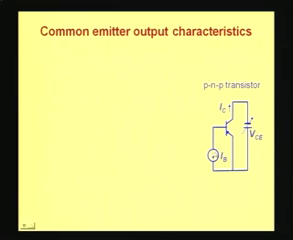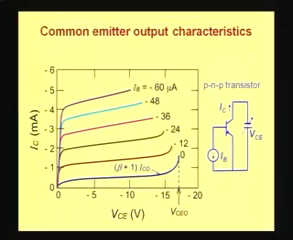Now when we do this exercise, the resulting characteristics, which are called the output characteristics, will look something like this. So here you can see the collector current is plotted as a function of collector to emitter voltage. Both the collector current and collector to emitter voltage are negative. Now it is clear that the collector to emitter voltage is negative because the collector is negative with respect to the emitter.